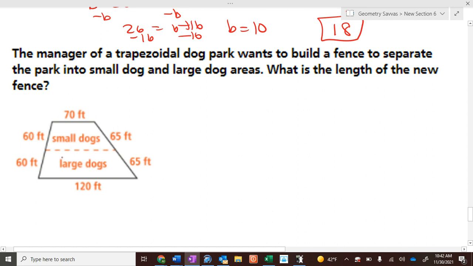If we want to separate the small dogs from the big dogs, they want to make a parallel fence right in here. How long should the fence be? How long is the fence going to be? 70 plus 120 divided by 2, which is 95 feet.